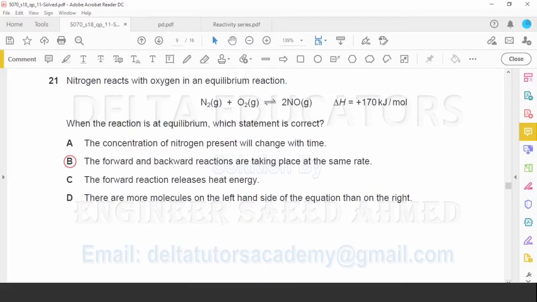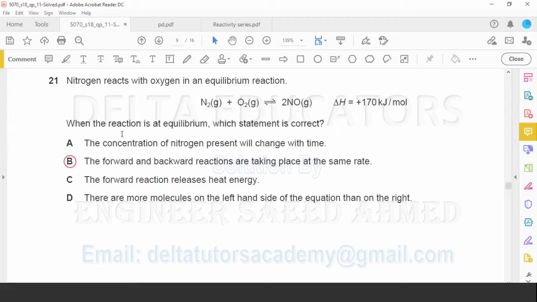Question number 21. Nitrogen reacts with oxygen in an equilibrium reaction. Here we have the balanced equation. Nitrogen reacts with oxygen to get nitrogen oxide, and this reaction is endothermic. Here delta H is given as plus 170 kJ per mole. When the reaction is at equilibrium, which statement is correct?